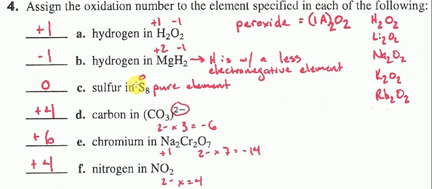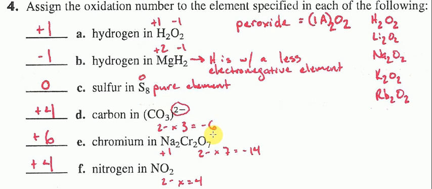C, sulfur and S8. Guys, there's only sulfur here. Only sulfur means it's a pure element, and any pure element has an oxidation state of 0. D, looking at carbon in the carbonate polyatomic ion. Let's start with oxygen. That's the easy one. Oxygen is going to be a -2 most of the time. There are 3 of them, so that's a total of -6.